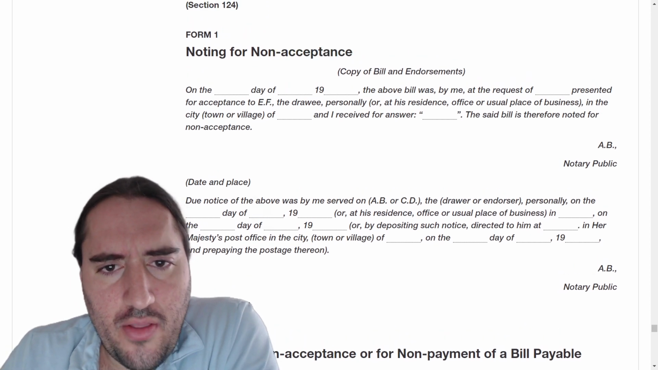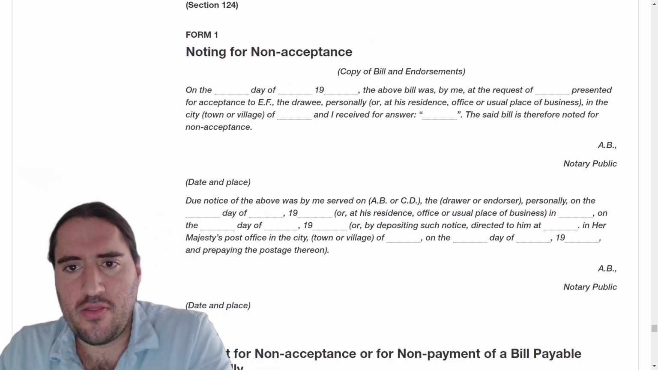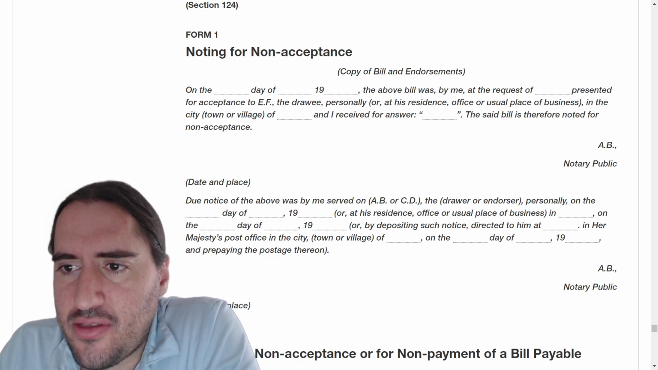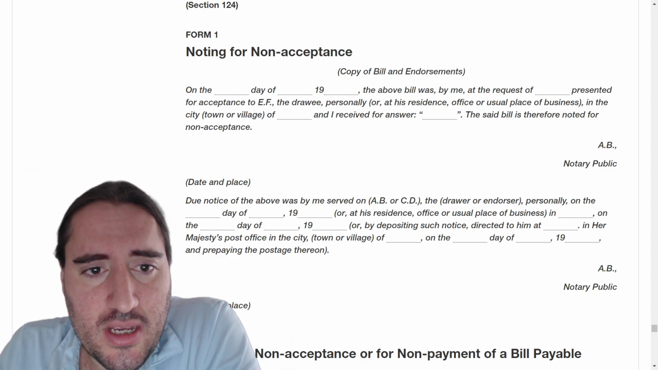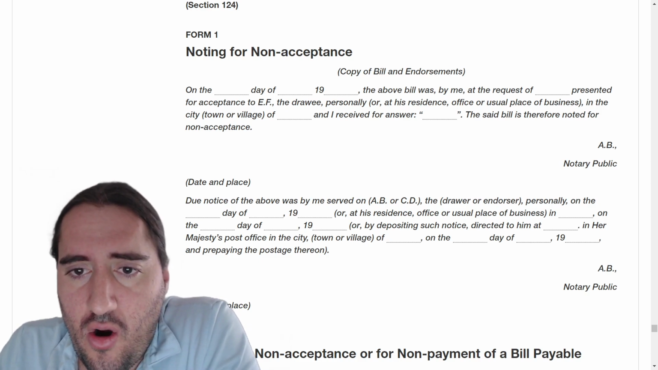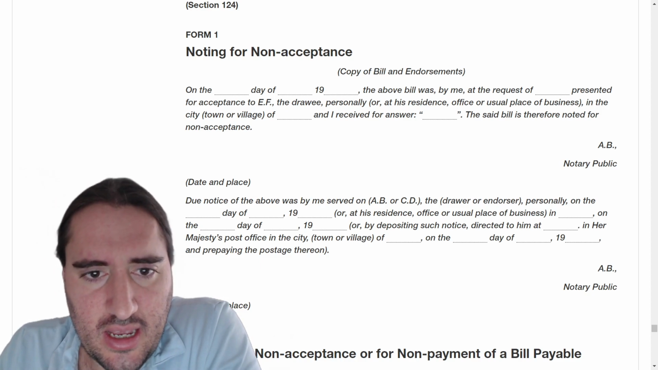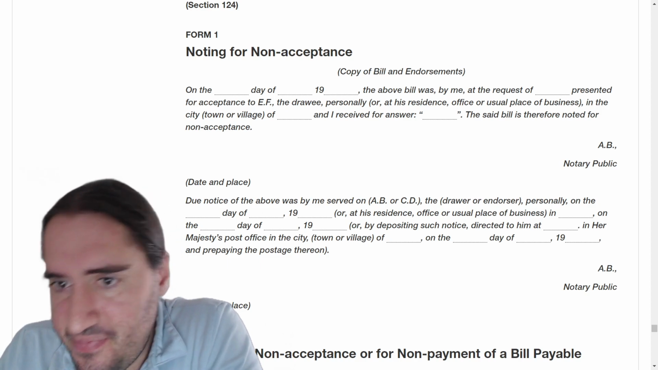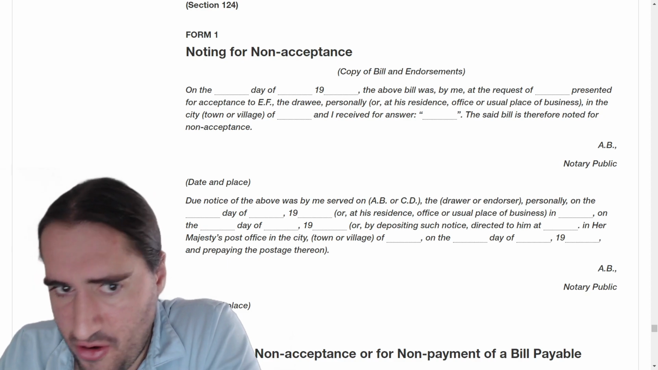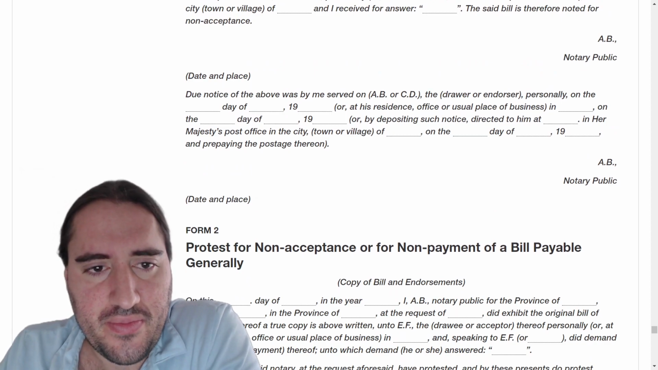On the whatever day of whatever month of whatever year, the above bill was by me, at the request of the drawer, presented for acceptance to EF, the drawee, personally or at his residence, office, or usual place of business in the city or town of wherever, and I received for answer that he is not accepting it. The said bill is therefore noted for non-acceptance, and then you have the notary sign it.